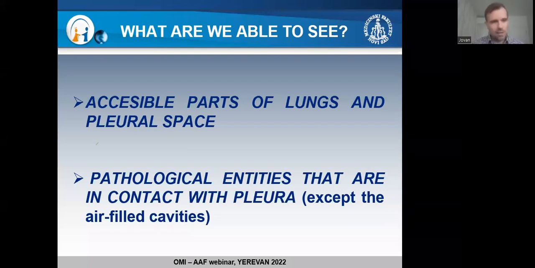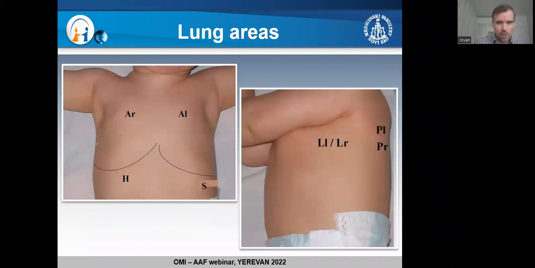And now you might say, so why are we using lung ultrasound with so many disadvantages? However, you will see during this lecture that lung ultrasound is very, very useful in everyday clinical practice and can be very important in some diagnostic and clinical decisions.